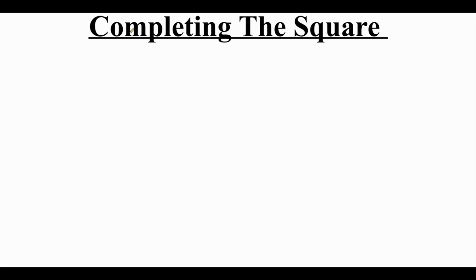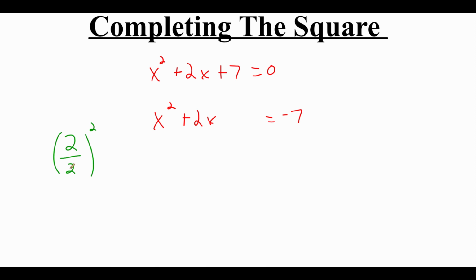Now we're going to look at one more example in here. Let's say we had the equation x squared plus 2x plus 7 equals 0. I first check to make sure that my a value is 1, and it is, so we're okay. I'm going to subtract that 7 over to the right-hand side, so we get x squared plus 2x equals negative 7. When I do my completing the square, I look at that 2, I divide it by 2, but then I square it. 2 divided by 2 is 1, 1 squared is 1, so I add 1 on the left and I add 1 on the right.